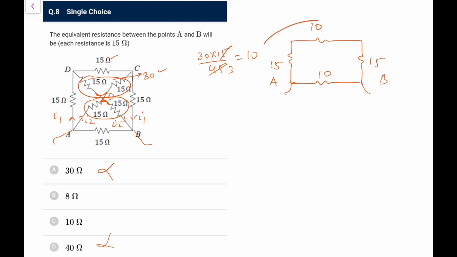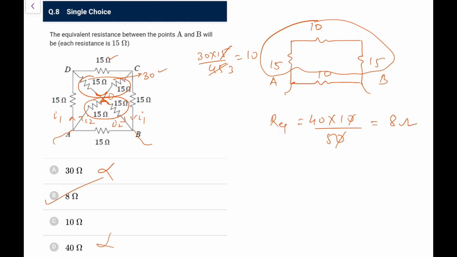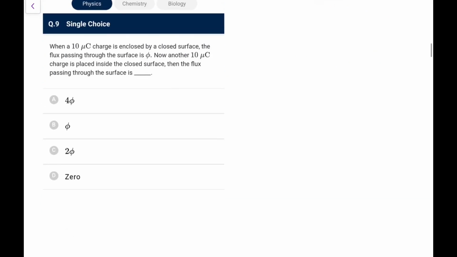So what you are left with, 15 15 10, that is 30, and 10 40, and 40 and 10 in parallel, so our equivalent would be 40 into 10 by 50, so it comes out as 40 by 5, it is 8 ohms. So go for option B. So again you have to just do this. You have done such questions, I suppose, previously also, where such junction things come.